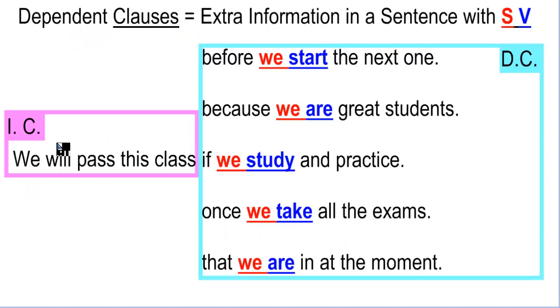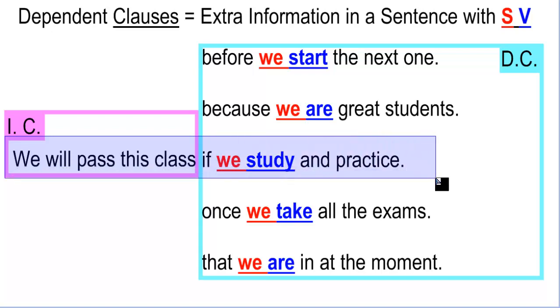For example, we will pass this class. That's a complete idea. We will pass this class. But if I want, I can give you extra information in the sentence. And this possesses a subject and a verb. Okay, so it's extra information in the sentence with a subject and a verb. Okay, usually they are part of the complement, but not always. So if I say, yeah, we will pass this class, that's a complete idea, but if I want, I can give more context. I could say, we will pass this class if we study and practice.